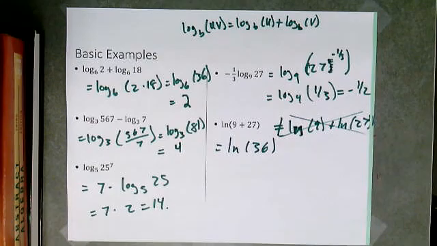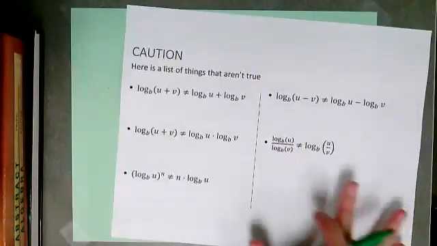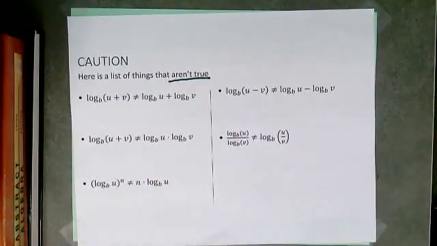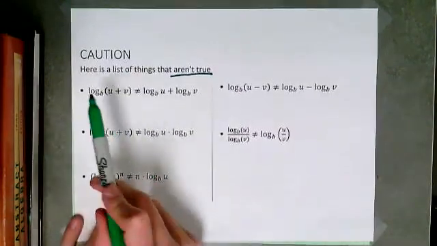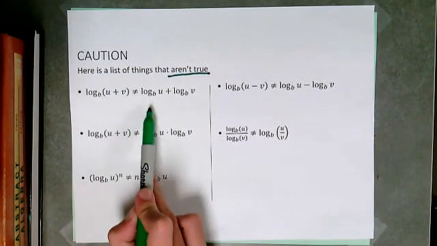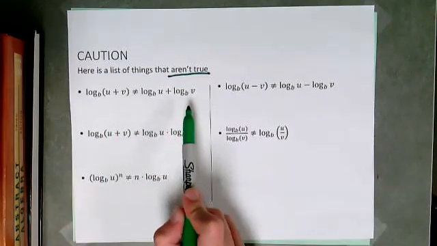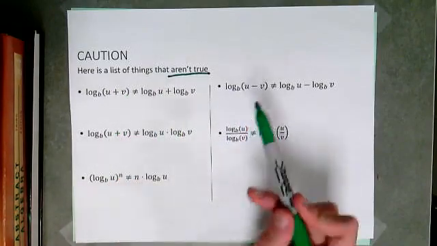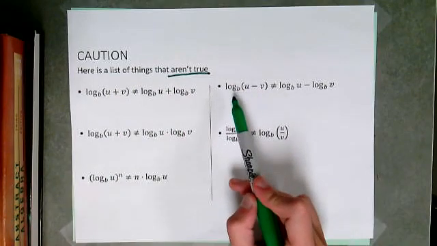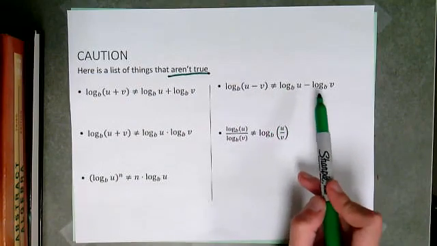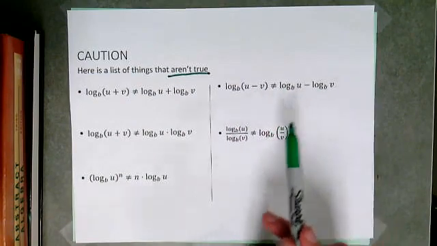Okay. So on that same note of what you cannot do with logs, here are a list of things that are not true. The log base b of u plus v does not equal the log base b of u plus log base b of v, right? You can't take addition on the inside and make it an addition on the outside. That doesn't work. Same goes for subtraction. The log of whatever base of u minus v does not change into log base b of u minus log base b of v. Right?